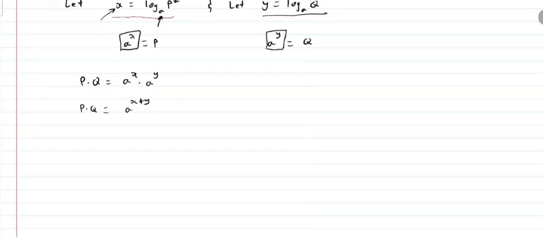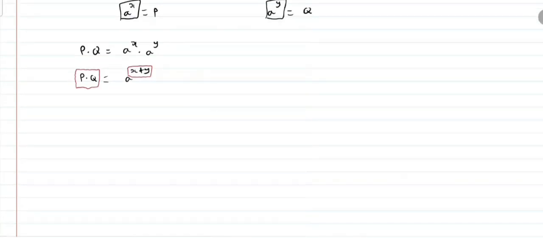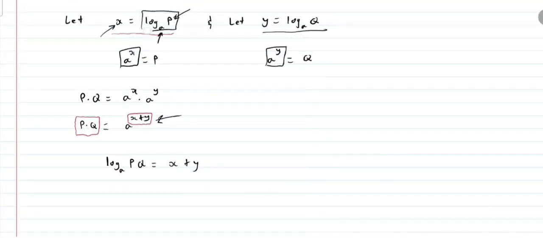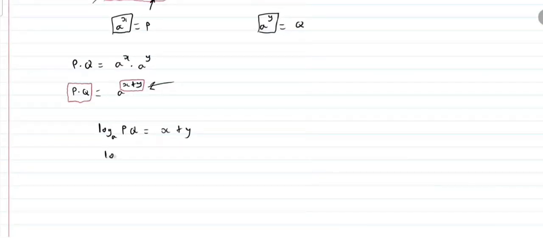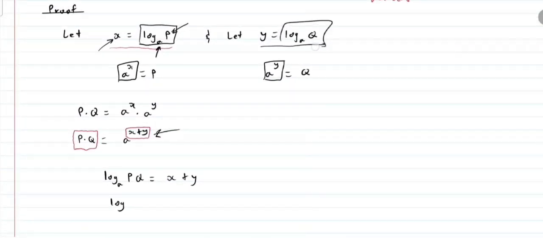Now let's convert this exponential equation right here into a logarithmic equation. But I want this guy right here to be one big argument and x plus y to be one big index, right? Of course, you know the base is a. So I'm going to have log base a of p times q is equal to the index x plus y. And what is x? X is log base a of p. And y was log base a of q.